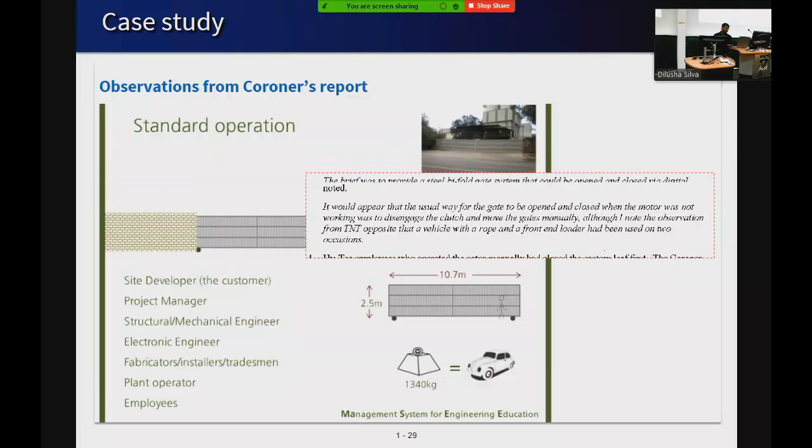When the plant was commissioned around December 2002, there had been problems with the electronic functioning of the gates, most frequently the Western Gate. The coroner noted, it would appear that the usual way for the gate to be opened and closed when the motor was not working was to disengage the clutch and move the gates manually, although I note the observation from TNT opposite that a vehicle with a rope and a front-end loader had been used on 2 occasions. People couldn't move it with their hands, and so basically tied a vehicle to it and pulled it to open the gate. That's how bad the design was.